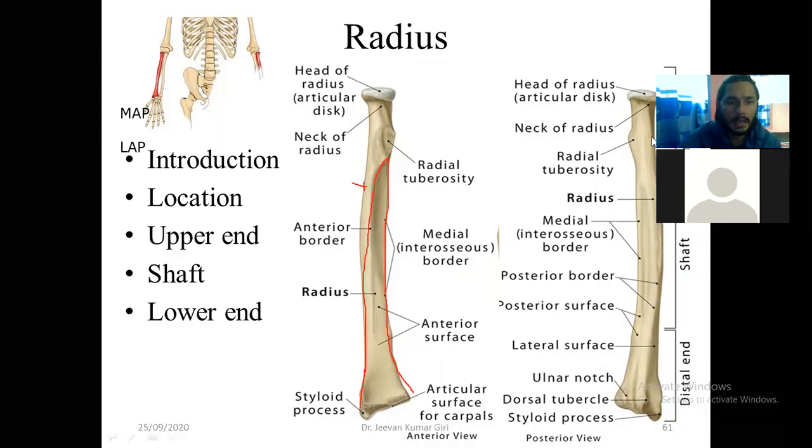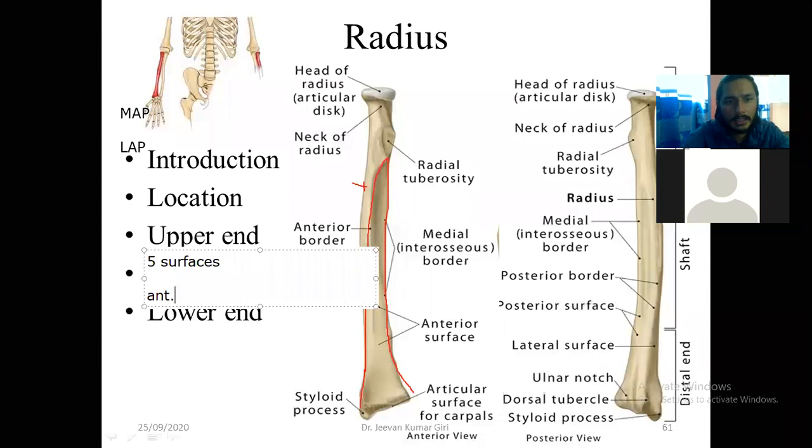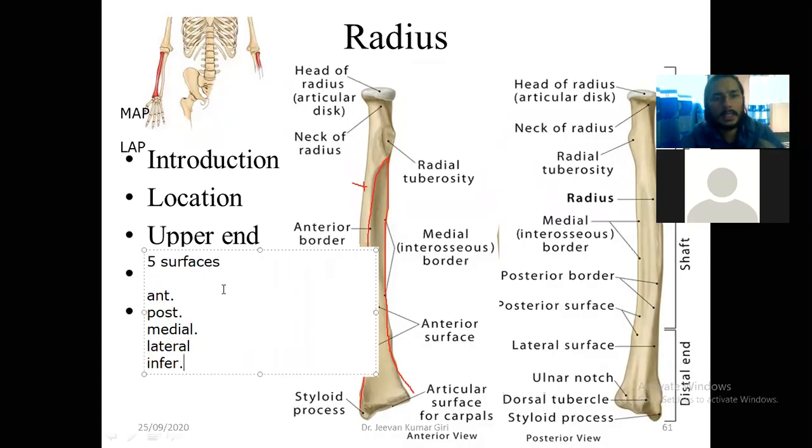Now next, that is the lower end. The lower end has 5 surfaces. In the lower end, you will see the 5 surfaces. The names of the 5 surfaces: anterior, posterior, medial, lateral, and also the inferior. So anterior, posterior, medial, lateral, and inferior.